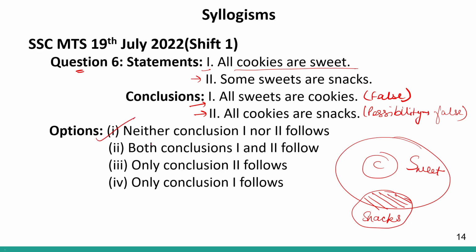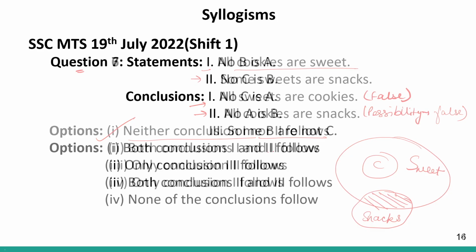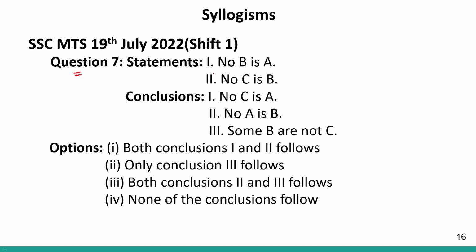My answer will be option number 1. Neither conclusion 1 nor 2 follows. Clear? This will be my answer. Question number 7. Set of 2 statements and 3 conclusions.